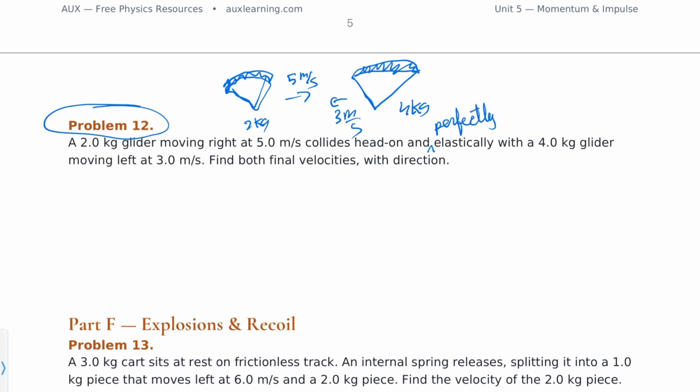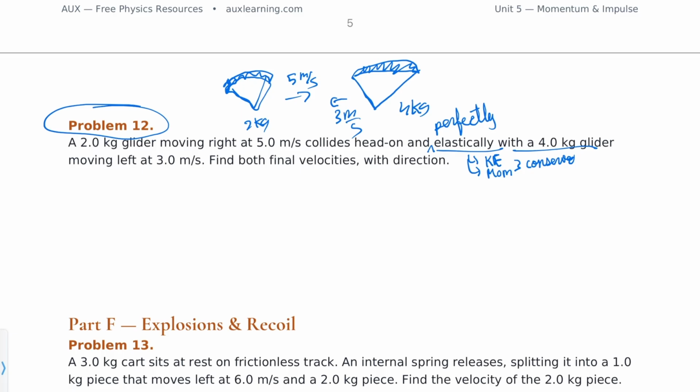Okay. Alright. So then how are we going to find both final velocities with the direction? If it's elastic, what does that mean? Kinetic energy and momentum are conserved, right? So we have 2 equations we can use to find it. When it's inelastic, only momentum is conserved. But now we have one more equation we need.